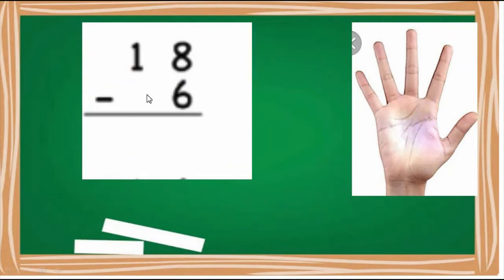The sum is 18 minus 6. So, as I told you before, always start counting from the 1's column. 8 stands on the 1's place. So, we have to start counting from 8 minus 6. Now look at your hand, look at your palms, and count your fingertips. Okay, now how many fingertips do you have to count? The sum is 8 minus 6. So you have to count 8 fingertips, my dear.